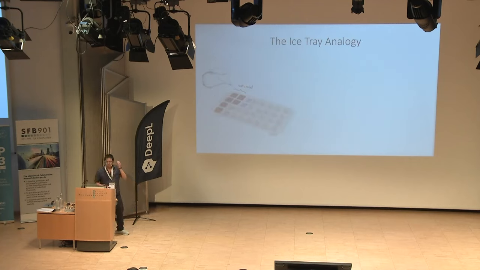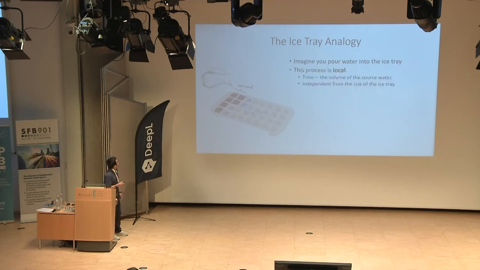I want to give you some philosophy behind this. To see this, I want you to think about an ice tray. Imagine that you pour water into the ice tray. This process is local in the following sense: the time you need to pour the water is just proportional to the volume of the source water. If you have a small amount of water, the water will just flow and stop. It doesn't matter how big the ice tray is, even if it's much bigger. Once you finish pouring the source water, the process stops. So the time until the water stops is independent from the size of the ice tray. It just depends on how much source you have.